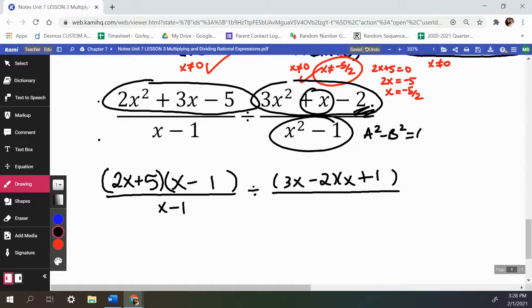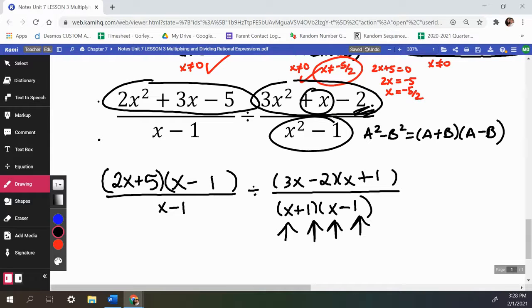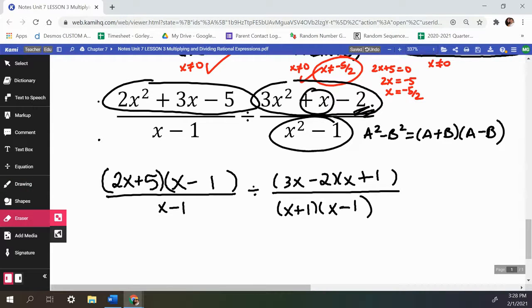Okay, denominator, I factor this is a difference of squares. Remember, difference of squares, we use a plus b, a minus b. So this would end up being x plus 1, x minus 1. Right? X squared is a perfect square of x, and 1 is a perfect square of 1. Okay, now that's all factored.